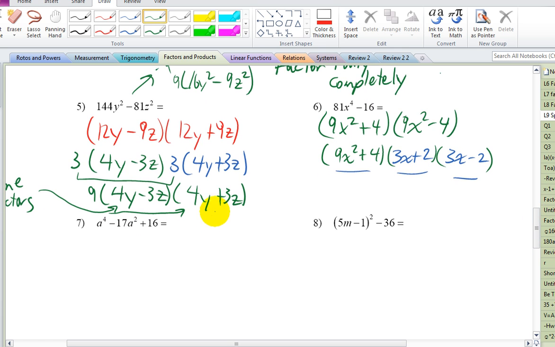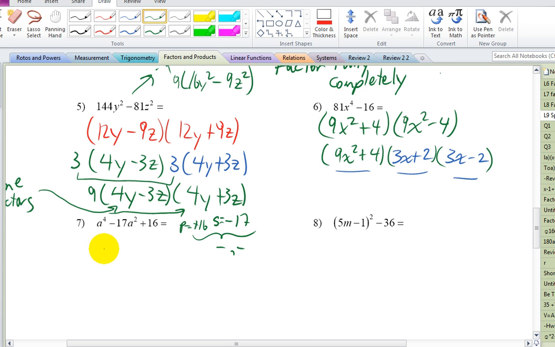Yes, this one is sum and product. So the product equals plus 16. The sum equals negative 17. That combination tells you what? 2 negative numbers. Okay, go ahead. This one's going to be factor fully. Okay, do number 7 now. You're going to have several factors.